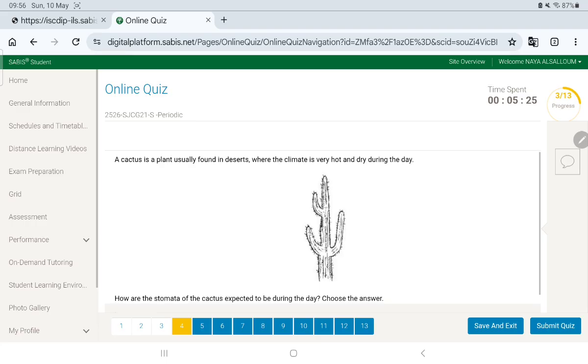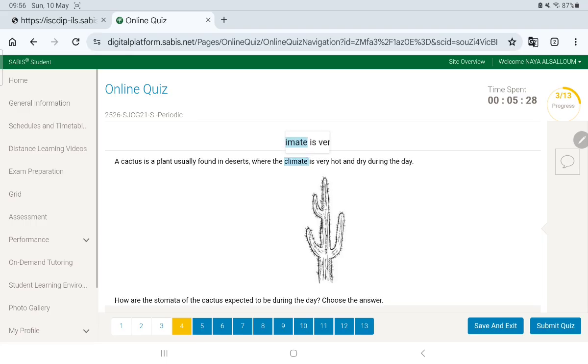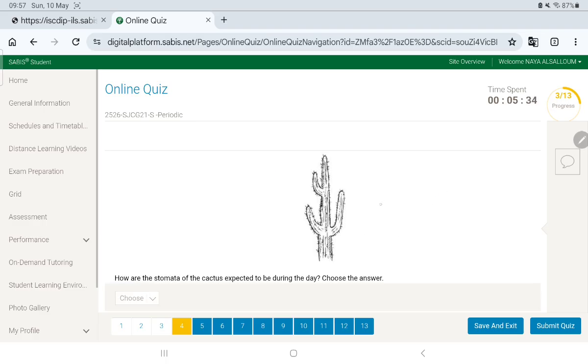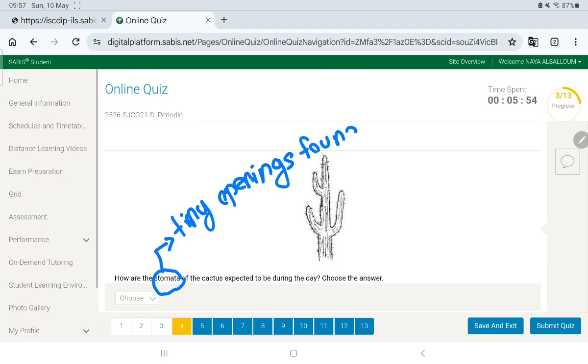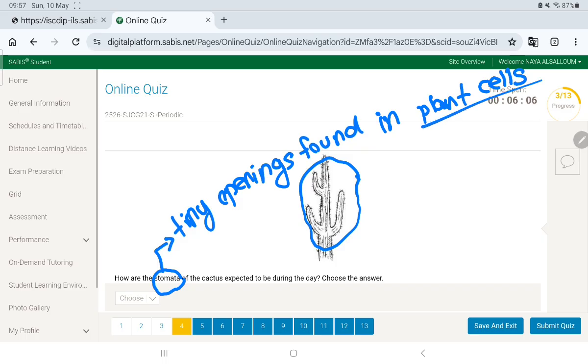A cactus is a plant usually found in deserts where the climate is very hot and dry during the day. How are the stomata of the cactus expected to be during the day? Now, what is the stomata? The stomata are tiny openings found in plant cells. Mostly leaf cells, but we know that cacti don't have leaves. So in general, we find them in plant cells.